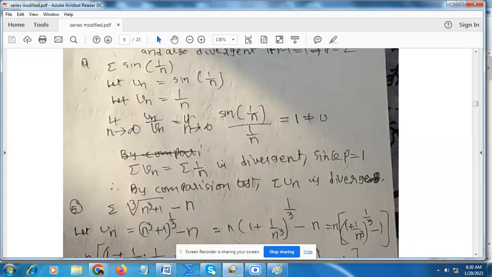Sigma Vn, sigma what you took, 1 by n. Sigma 1 by n is divergent by p series. By comparison test, sigma Un is also divergent.